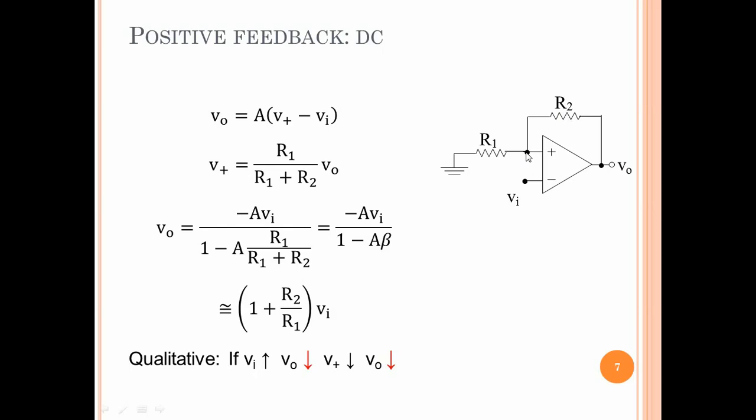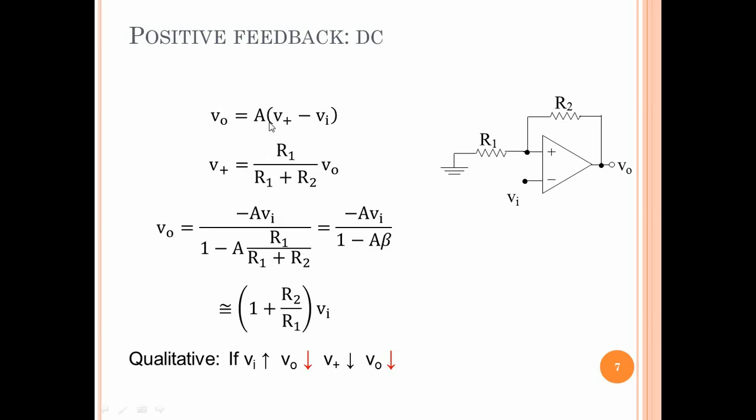Now let us go through the equations of this. Same equations, there will be small differences. So again we say this is still valid, VO equal to A into (V plus minus VI). V plus can be written as VO into R1 by R1 plus R2. So we write that here. Then that V plus can be substituted here. And then that will have a VO. So we take the VO term on the other side.